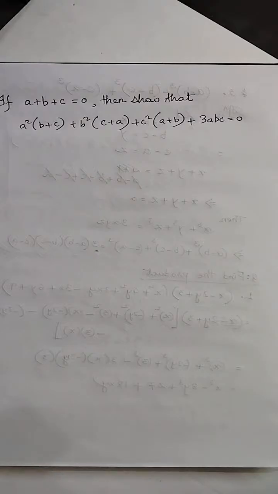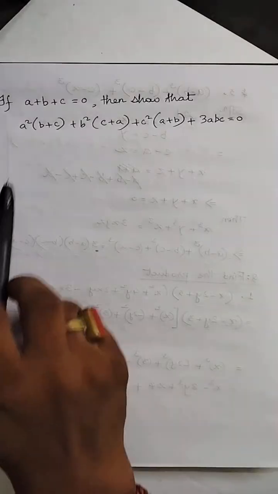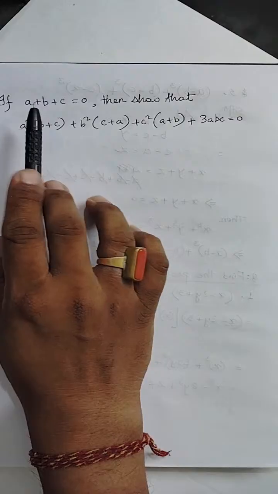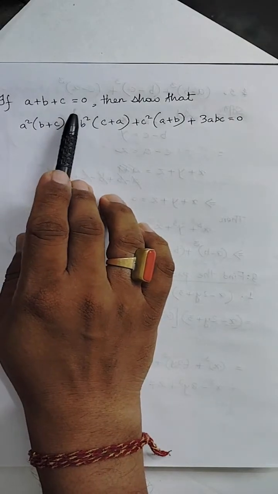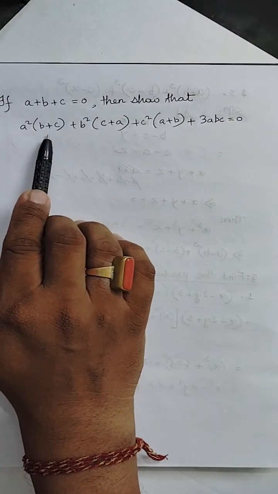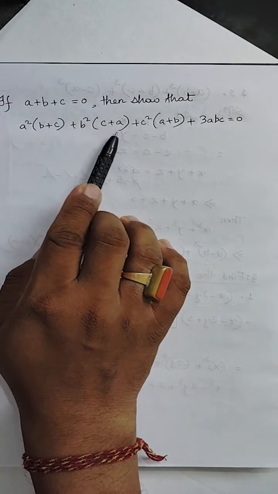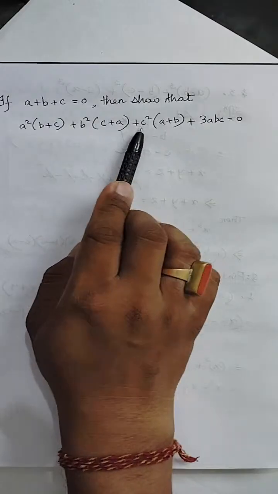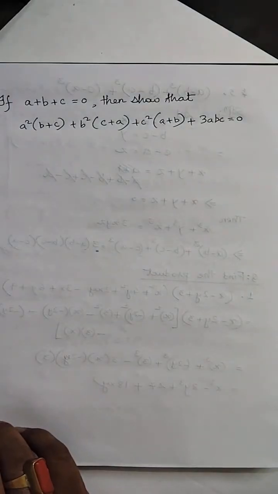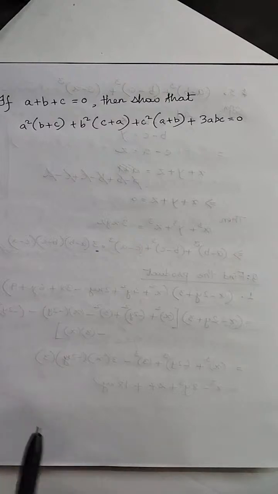So next up is a little bit different type of question. Okay, so we have a given condition. The condition says if a plus b plus c equal to 0, then show that a square into b plus c plus b square into c plus a plus c square into a plus b plus 3abc equals to 0. Okay.